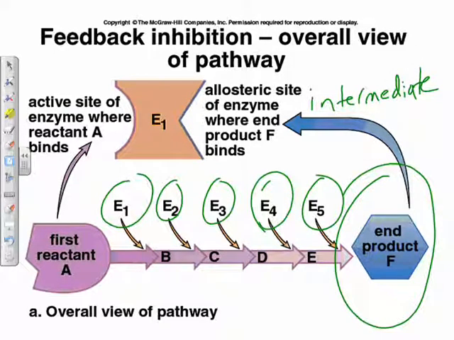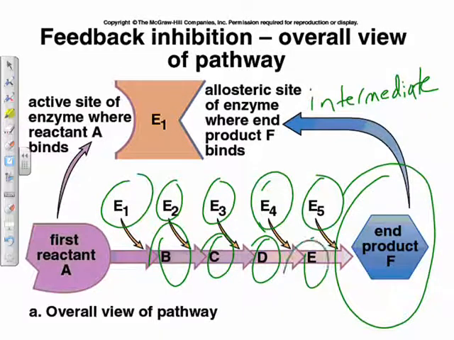So like B here, that would be an intermediate. C would be an intermediate. D would be an intermediate. E would be an intermediate. But F rather is what? It's the end product. It's the thing you're trying to make. Which in cell respiration, the end product would be what? ATP. Exactly.